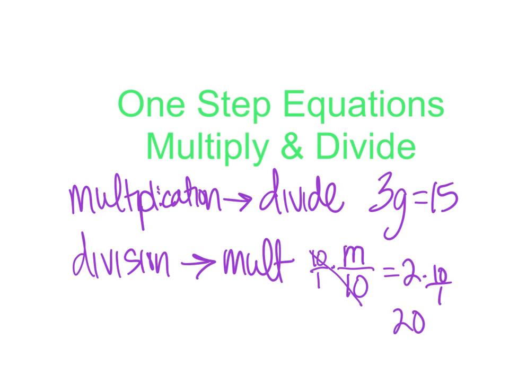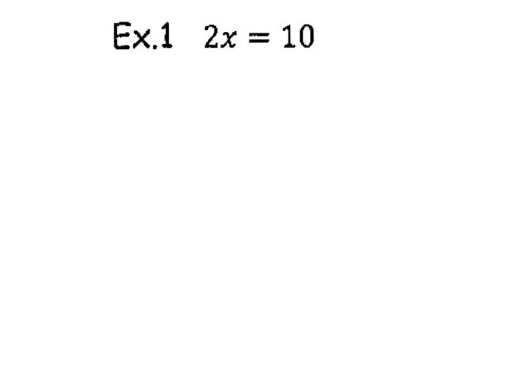Here we go. Number 1. 2 times x. Right now, this is what I want at the end of my math problem: x equals. But 2 times something equals 10. Yeah, I know you can do this in your head. I know you can just say, oh, yeah, it's 5. 2 times 5. Got it. Done. But you need to show your steps.